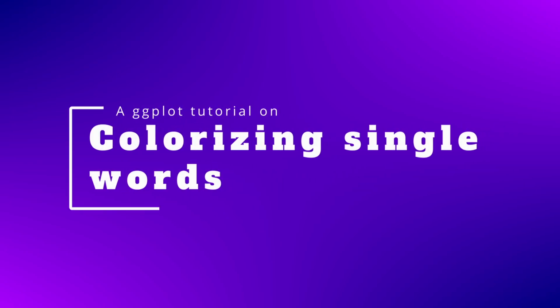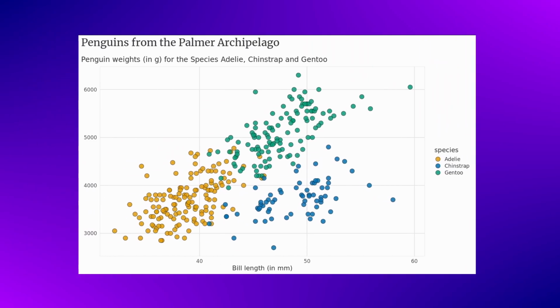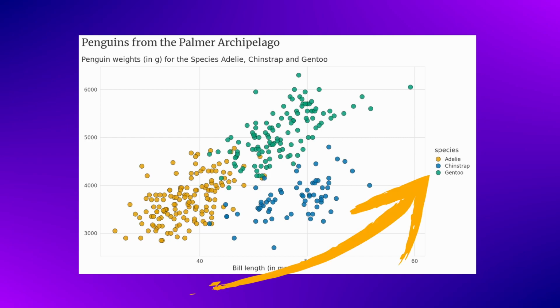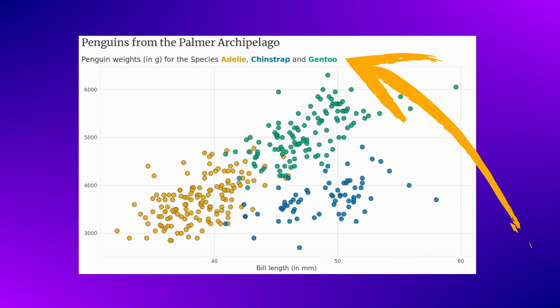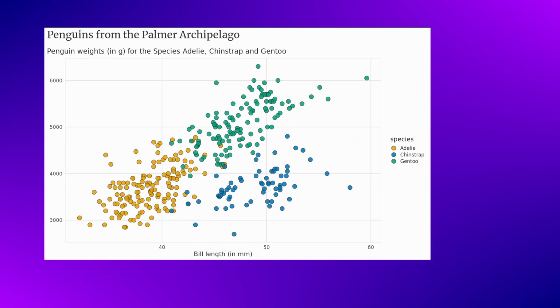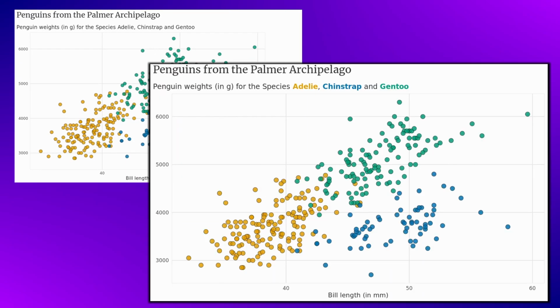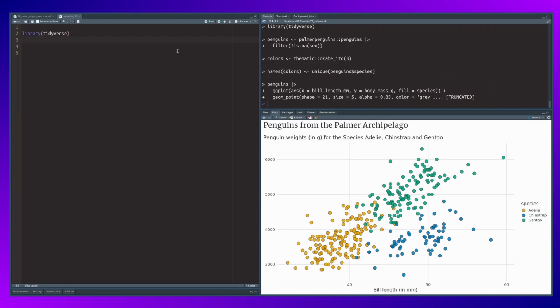Welcome back. In today's video, I'm going to show you how to create a chart that instead of a legend uses colors in the title and colors single words in it. So what we need to understand first is how this regular plot is created, and then we can exchange the legend for colored words. So let me just walk you through the code for that very quickly so that you understand what's going on.